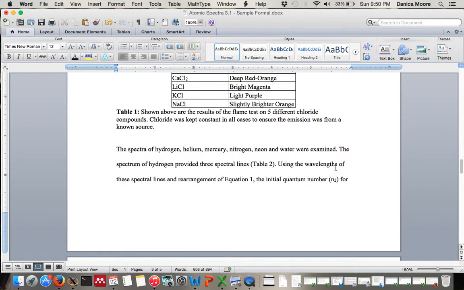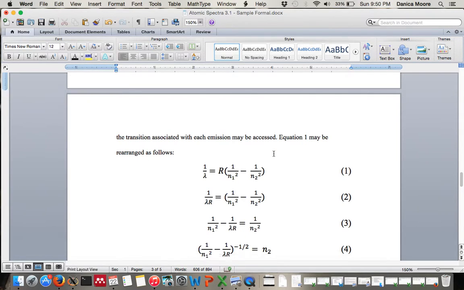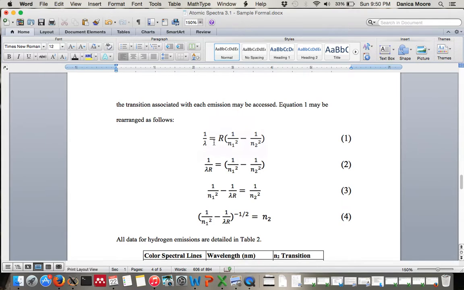Okay, using the wavelengths of these spectral lines and rearrangement of equation 1, the initial quantum number N2 for the transition associated with each emission may be assessed. Equation 1 may be rearranged as follows. Now, I've gone ahead and done multiple steps using math time. I basically just copied my first one and then rearranged it, so it's a little bit less work.